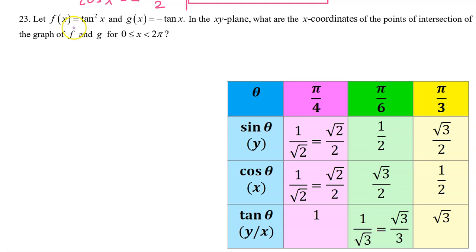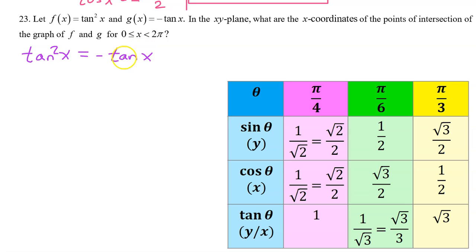23. Let f of x equal tangent squared x and g of x equals negative tangent x. In the xy plane, what are the x-coordinates of the points of intersection of the graph of f and g on the interval from 0 to 2 pi? So once again, to find the intersection points, we set the two functions equal to one another, and we solve. We definitely know not to divide both sides by tangent x, or negative tangent x. We will lose one of the solutions if we do that.